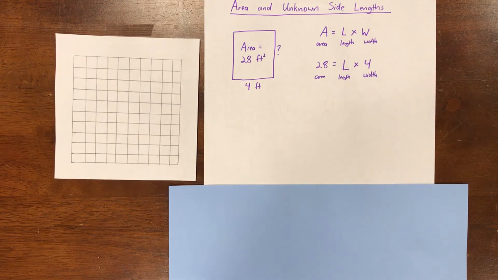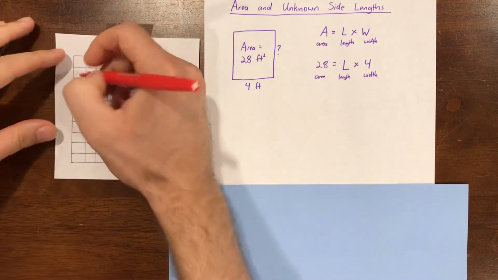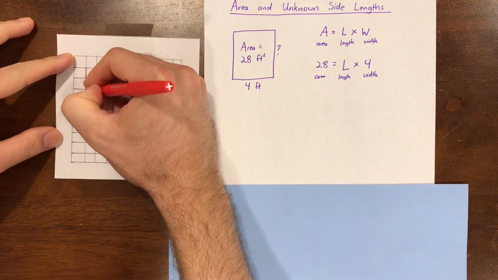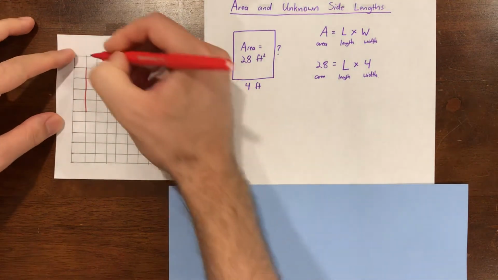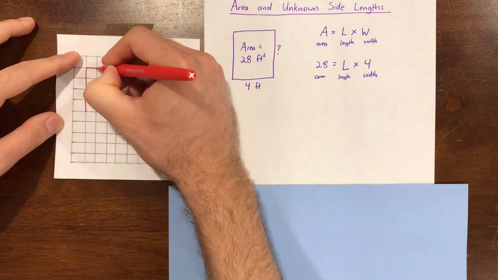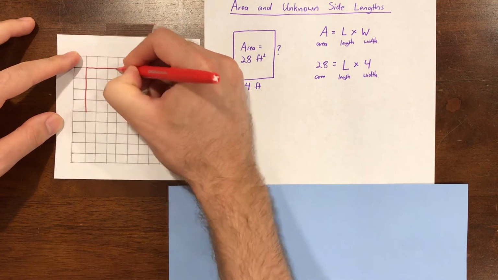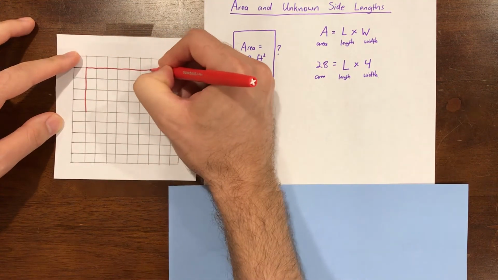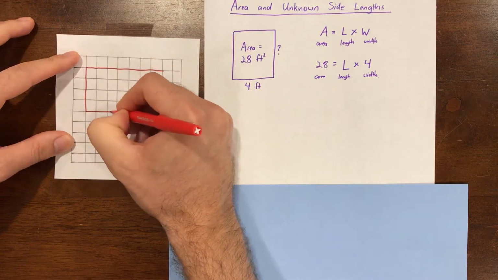Okay, how could we use the grid paper that we had on that draw it slide to help us solve this problem? Say it out loud. Yeah, we could draw a rectangle with a width of 4. 1, 2, 3, 4. And then we could just start extending the length until we get to an area of 28 feet. So this would be 4 feet, 8, 12, 16, 20, 24, 28 square feet.